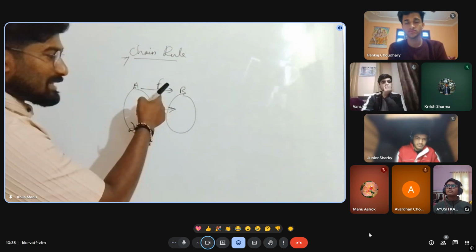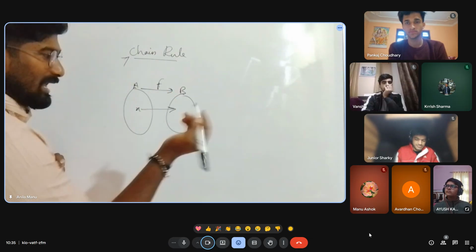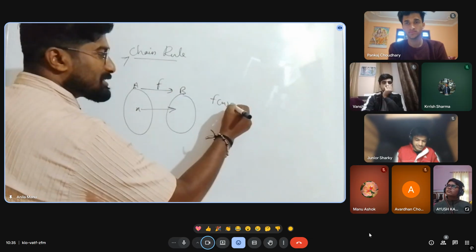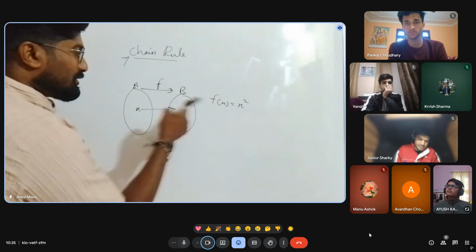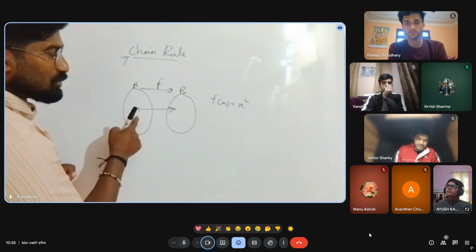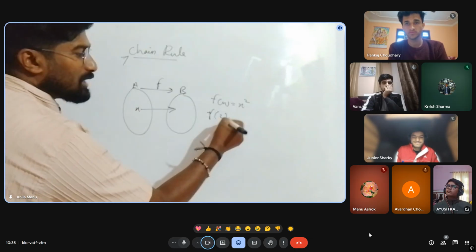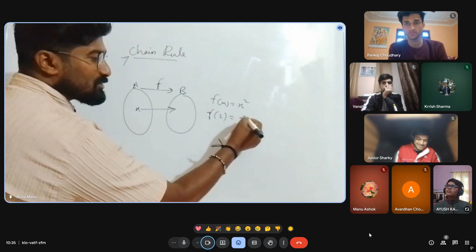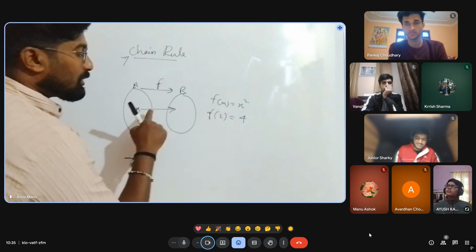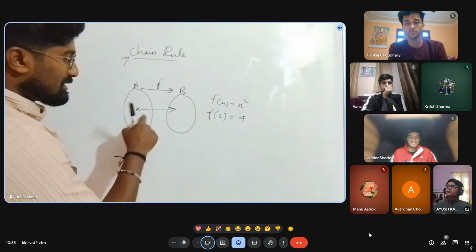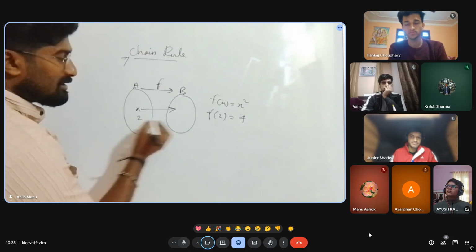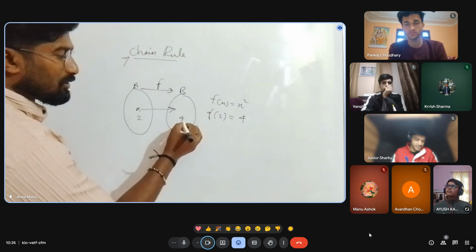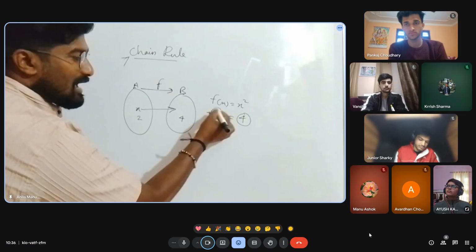So you can write that image as function of x. I will give you an example. Suppose f of x is equal to x square. You are giving one element from here, the element is 2. So f of 2 is equal to 2 square, which is 4. Where will you get 4? 4 is the image of 2. So 2 we are taking in the first set, and the image we are getting in the second set is 4.